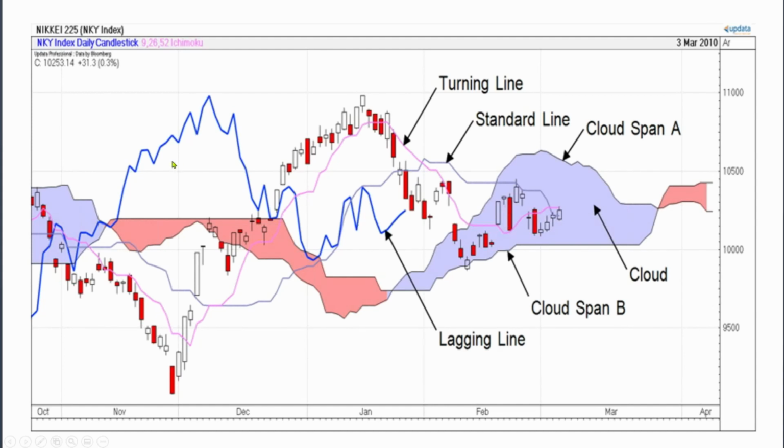The last line on the chart is the lagging line, and this is the closing price shifted back 26 bars. The idea is that price above the cloud is bullish, and if the lagging line is above as well, that's confirming bullish. Price below the cloud is bearish. That's really how we read the charts. It just tells you where you are in the market, and that will become clearer when we look at some of the examples.